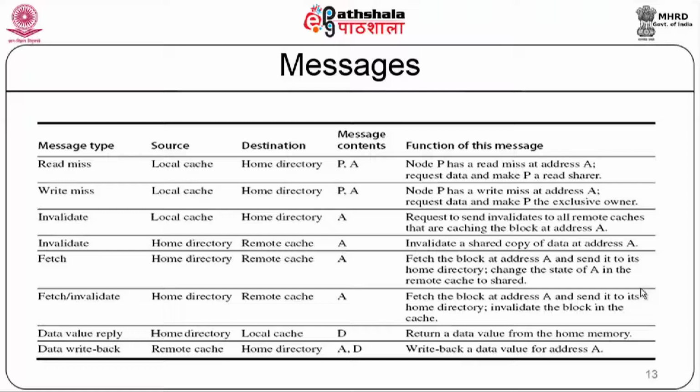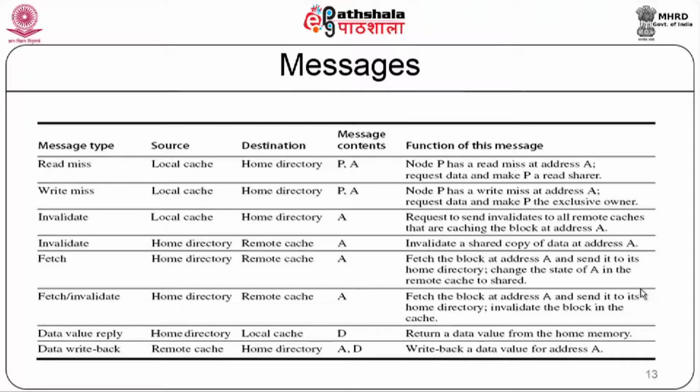So, for invalidate, a local cache sends information to the home directory at an address A. It says that I am going to write into this. So, the request is to send invalidate to all remote caches that are caching the block at address A. So, the directory will have to send invalidate information.